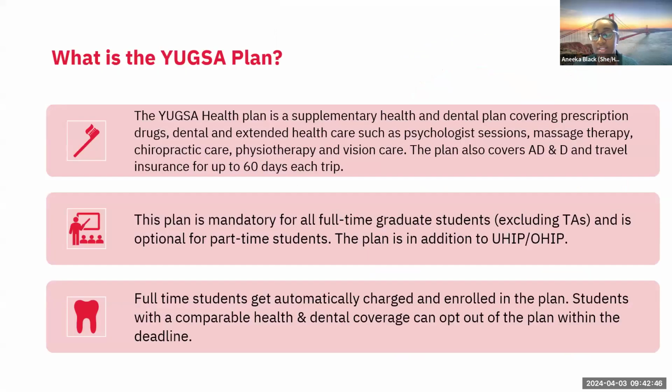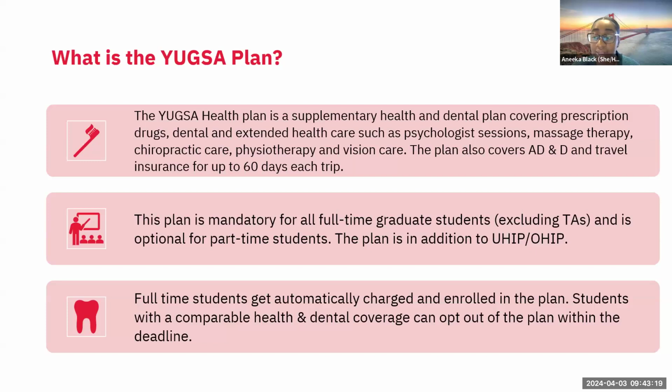So the UGSA Health Plan is a supplementary health and dental coverage plan for prescription drugs and dental. It's basically an extended healthcare plan that covers psychology sessions, massage therapy, chiropractic care, and so on. The plan covers AD&D and travel insurance for up to 60 days for each trip. This plan is mandatory for full-time graduate students, excluding TAs, and is optional for part-time graduate students. This is an additional plan to UHIP or to OHIP.